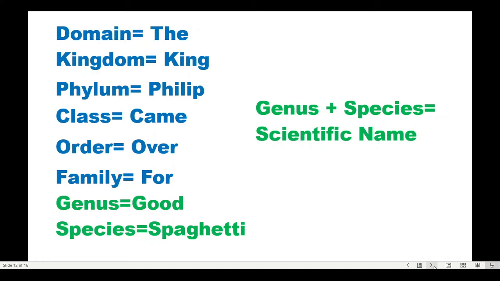Yung genus and species, when they combine together, they form the scientific name. Yung scientific name na yan, it goes everywhere. Hindi yan nababago. Kaya nababago lang yung common name nila kasi may local tayong tawag. Pati sa ibang bansa, may kanya-kanyang tawag. Pero, pag sinabi mo yung scientific name, okay, matik. Iisang species yung tinutukoy natin kahit may iba't ibang tawag tayo.